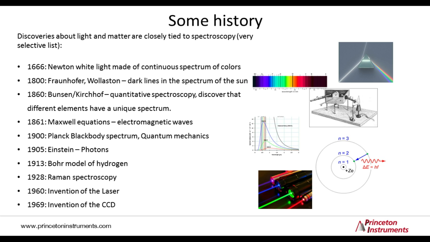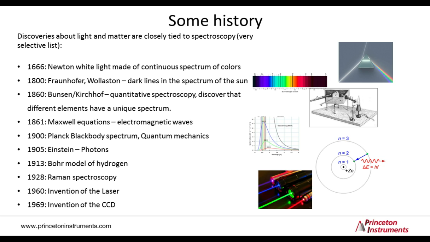In the mid-19th century, Bunsen and Kirchhoff were probably the first ones to perform really quantitative spectroscopy, and mainly discovered that different elements have a unique spectrum, so really used spectroscopy as a tool for elemental analysis. Also in the 19th century, the picture of light as electromagnetic waves was put on a solid footing by Maxwell and many others.